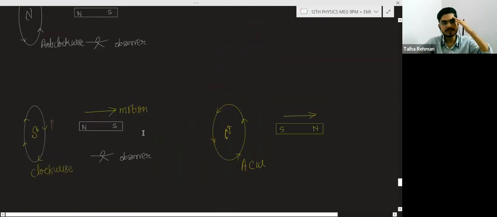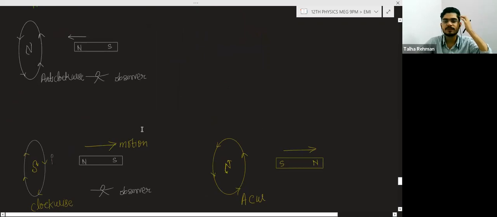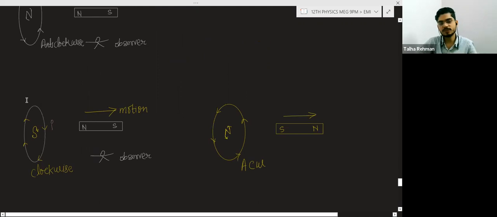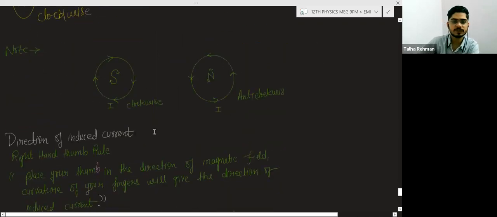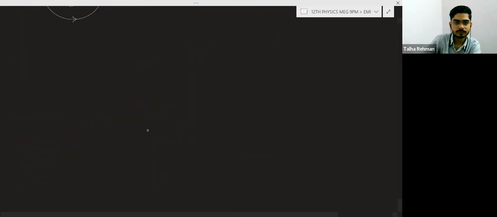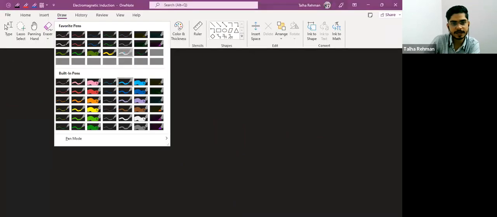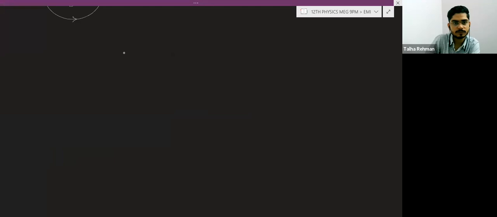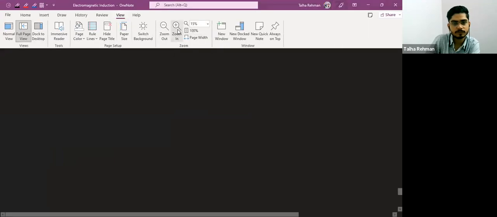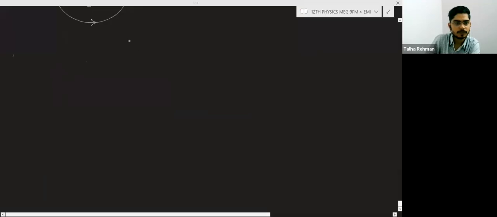So this is the first type of question, where the examiner will ask you the direction of the induced EMF, and here you have a magnet and a coil. Now the second type of questions. See the second type of question.